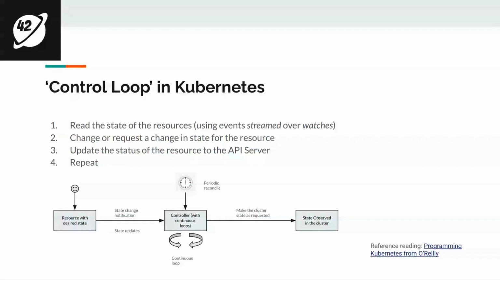I have linked one excellent resource here. There's a book, Programming Kubernetes from O'Reilly. I think it's an excellent book. If you have some Go programming background, go check it out. There's a lot of good information about the client APIs and the internal mechanics of Kubernetes, how control loops really operate. It's a very good resource if you are into Kubernetes native development.